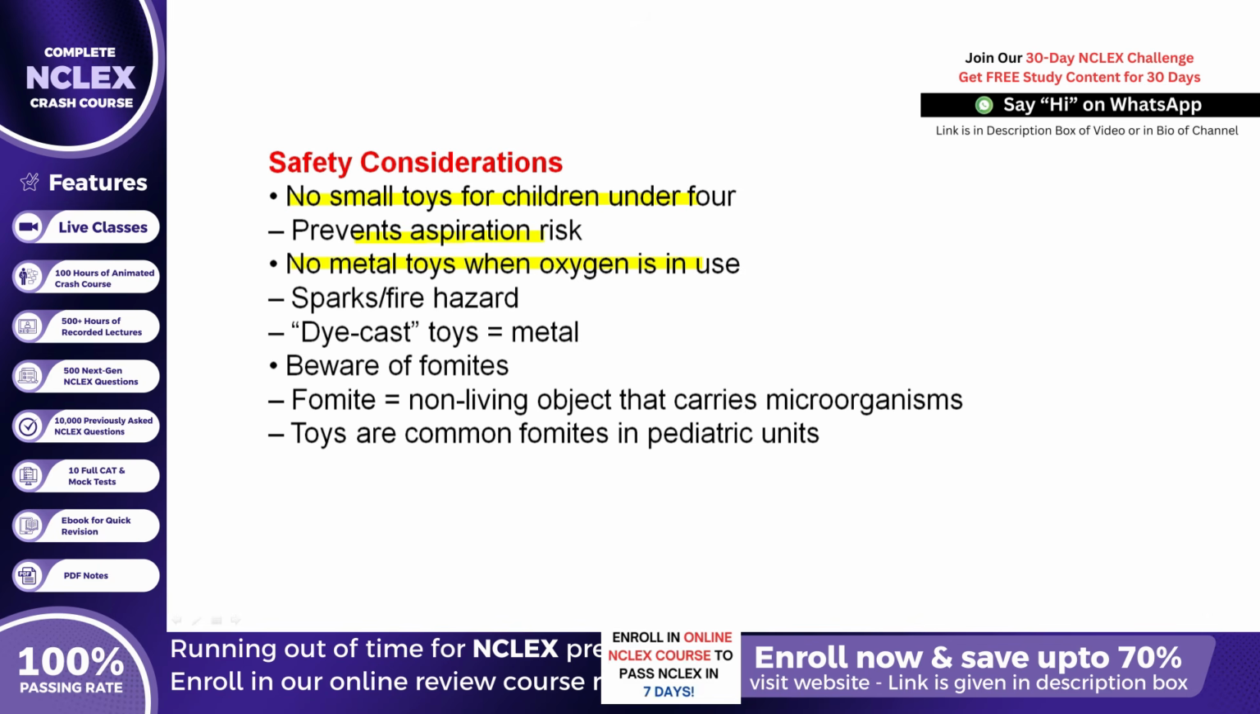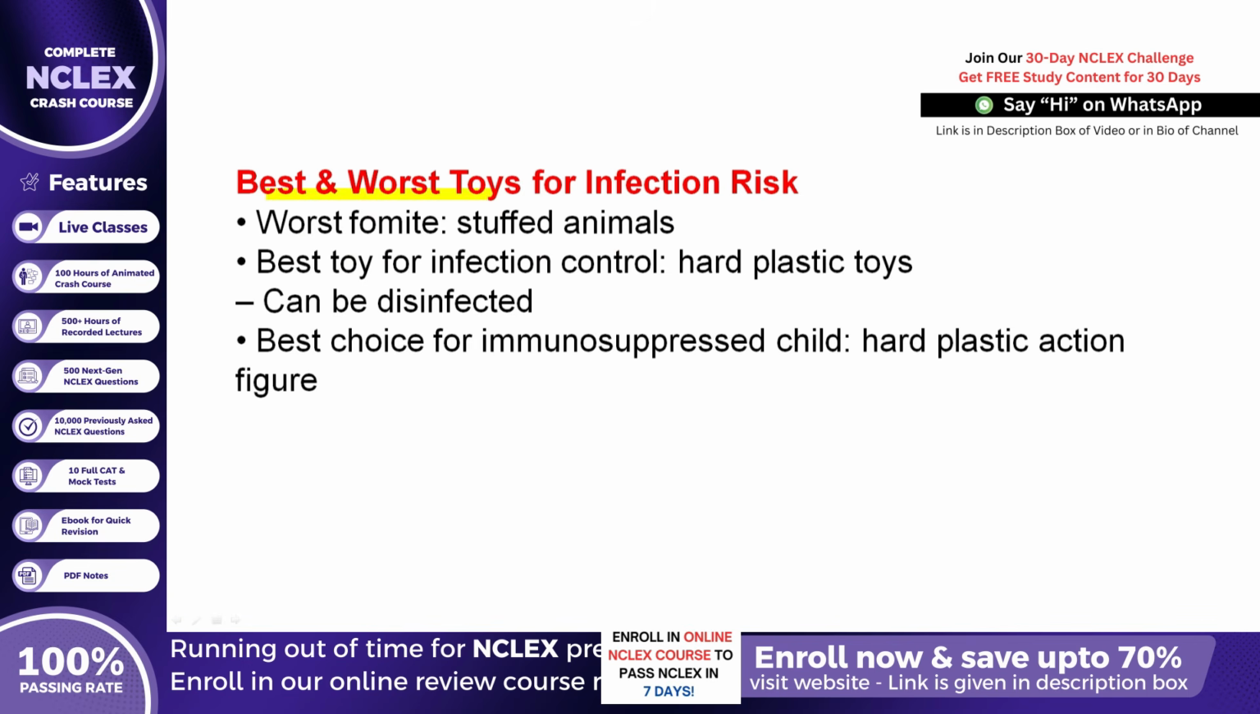Let us begin by looking at the best and worst toys for infection risk, because this is a frequent NCLEX trap. The worst fomite is stuffed animals since they absorb germs and cannot be disinfected effectively. The best toy for infection control is hard plastic toys, because these can be disinfected easily and consistently, and the best choice for an immunosuppressed child is a hard plastic action figure, as it offers both safe play and the lowest infection risk.